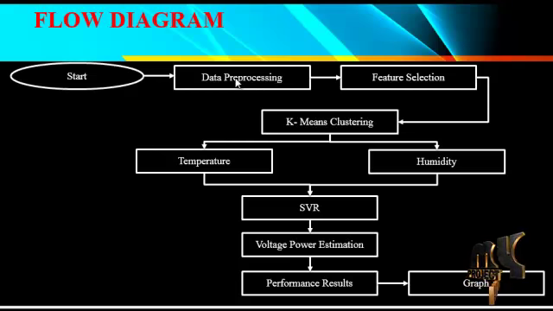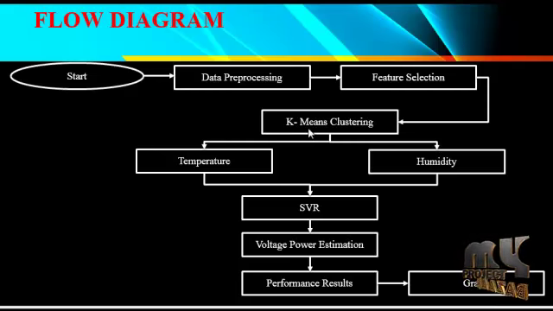After data pre-processing, the next process is feature selection. Feature selection is also known as variable selection or attribute selection. Here we have to select particular attributes for our next process. We have to find out the important features which will be used in the further processing.